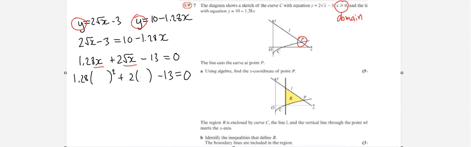Well, it's the square root of x. And the square root of x times the square root of x is x. So that's my common factor. So now the substitution is that y equals the square root of x. Now that means I can write my equation as 1.28 times y squared plus 2y minus 13 equals 0.